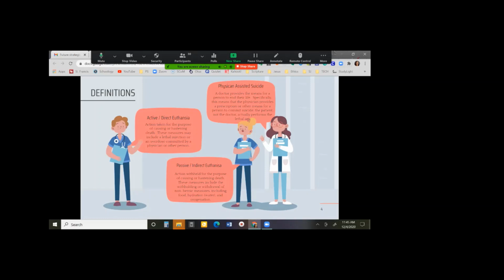These measures include withholding or withdrawal of non-heroic measures, including food, hydration, water, and oxygenation. So notice that in all 3 of these cases, the action taken has the intent of prematurely ending someone else's life, either indirectly, directly, or by assisting that person to do so.